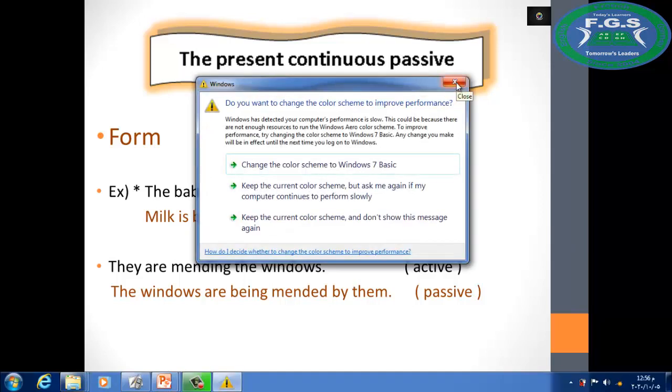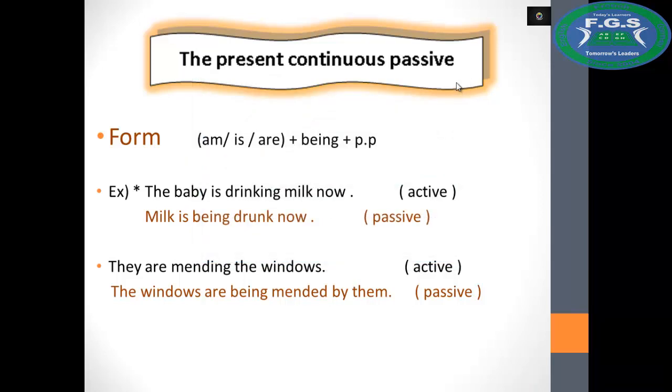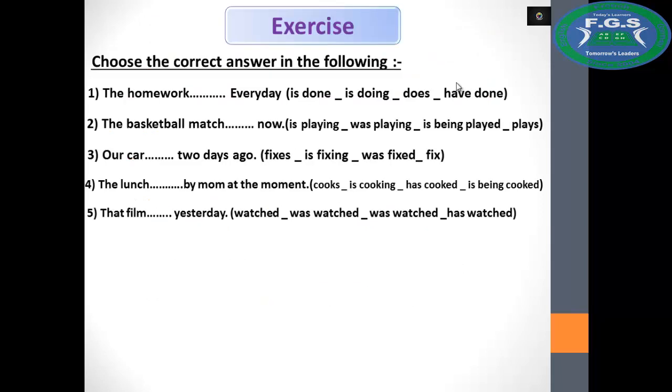They are mending the windows. The sentence is active. So I started with the subject, which is they. Okay, in the passive way, I will start with the object, which is the windows. So we'll say the windows are being mended by them. That's okay? Okay. Are you ready to do the exercise with me?